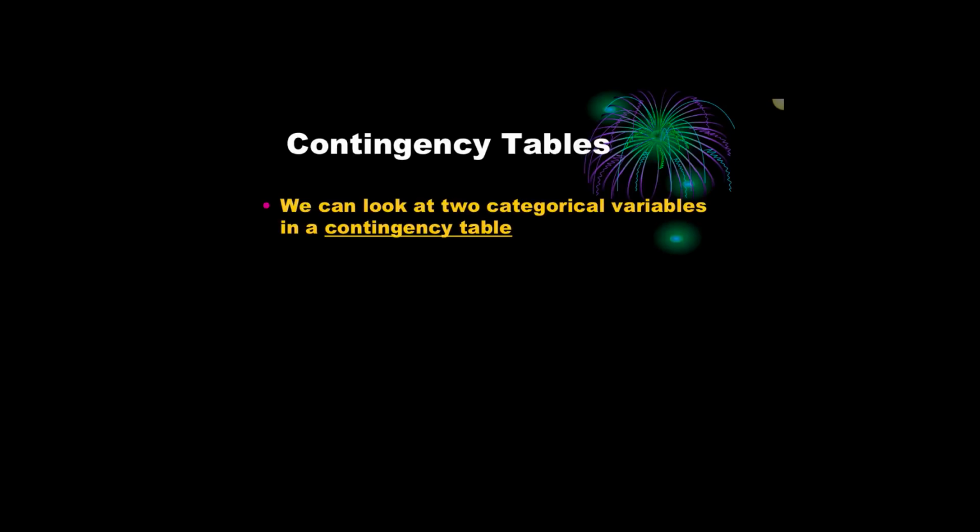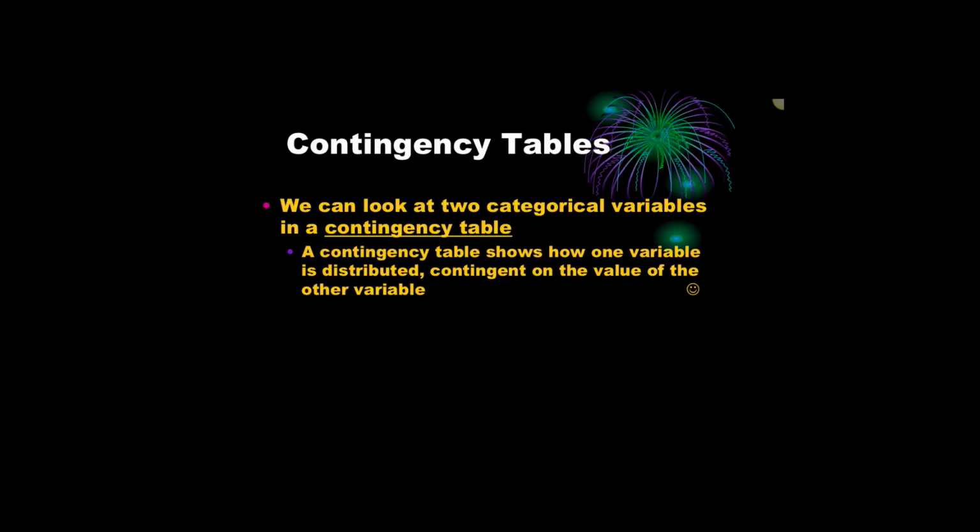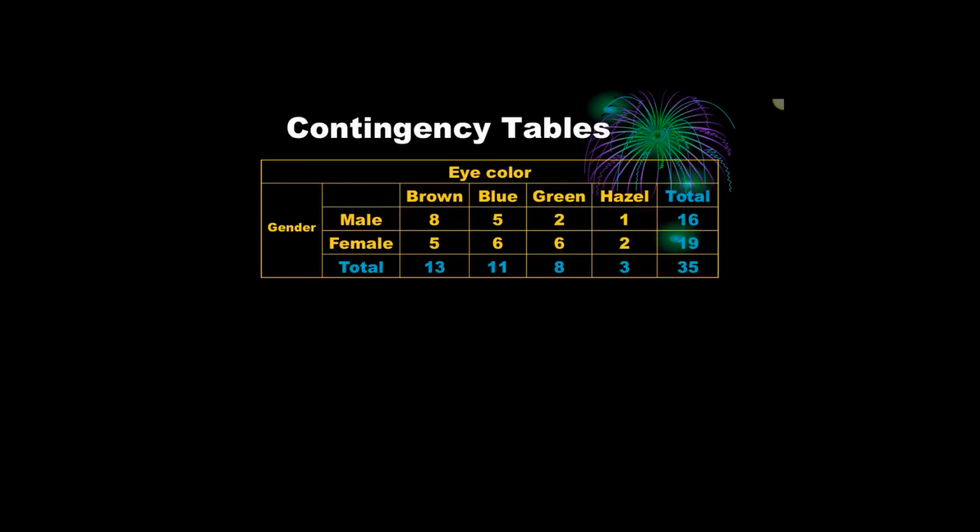Contingency tables. We can look at 2 categorical variables in a contingency table. Often looking at 2 variables is more interesting than looking at just one. And it shows how one variable is distributed contingent or based on the value of the other variable. So an example would be right here. We still have our eye color, but now we also have gender. So we can read this as saying that we have 8 males that have brown eyes, or 2 males with green eyes, or 6 females with blue eyes. And then we can see in the bottom and far right columns and rows, those have the totals.